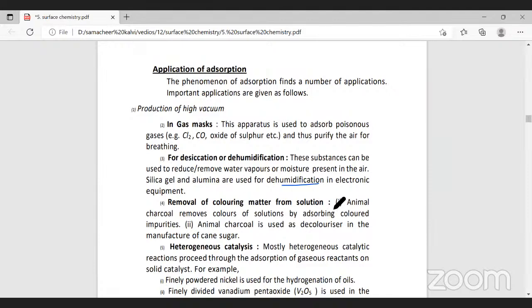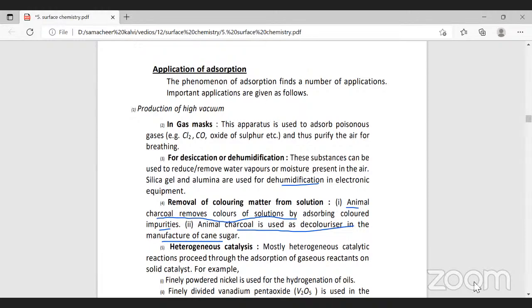Next, removal of coloring matters from solution. Oil is yellowish in color, but we have something called refined oil, in which the color is removed by using animal charcoal. Animal charcoal removes color of the solution by adsorbing coloring impurities. Animal charcoal is also used to decolorize in the manufacturing of cane sugar. Sugar is white in color, but sugarcane juice is greenish, so to remove the color they use animal charcoal.